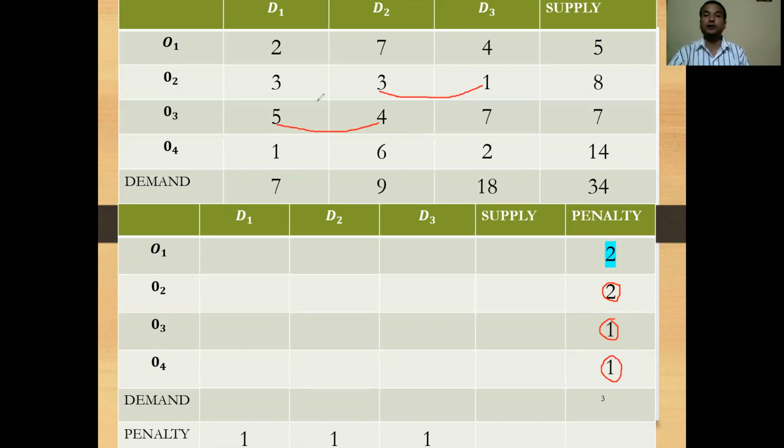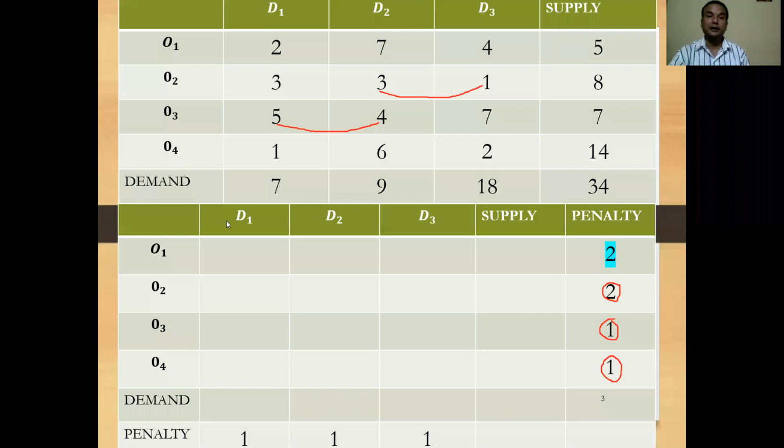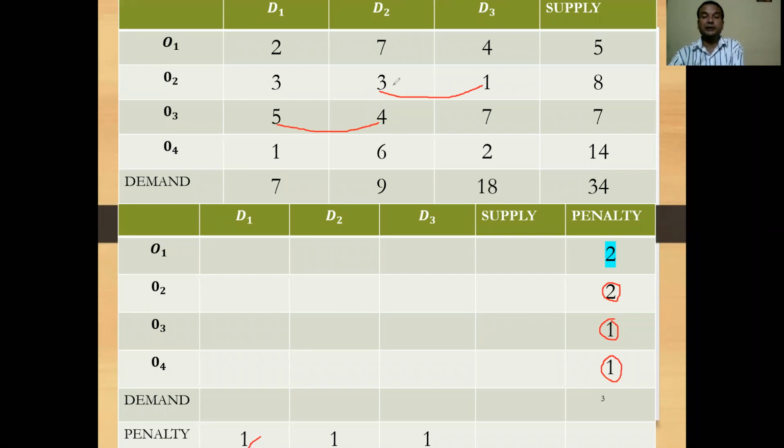Similarly, we proceed for different destinations. For D1, what is the minimum value? 2 and 1. The difference between 2 and 1 is 1. So we have got this difference of 1. Then this is 7. Then 3, 4: we have to see the difference between 3 and 4 because they are the minimum costs. The first minimum is 3, the second minimum is 4. The difference between 4 and 3 is 1.